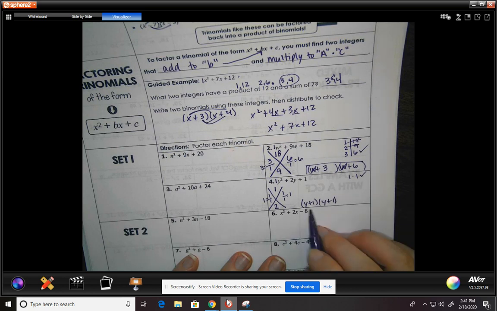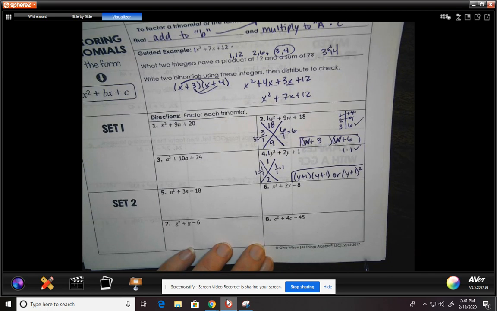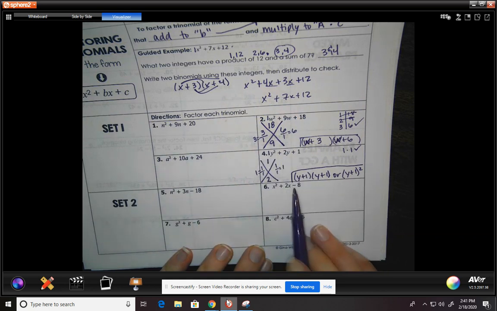Or since these are the exact same thing, unlike the other problem, you could write y plus 1 squared, and either one would be fine. Okay, now set 2, we're going to change it a little bit, because if you notice, all of set 1 have a plus plus sign. This is going to go to a plus minus.